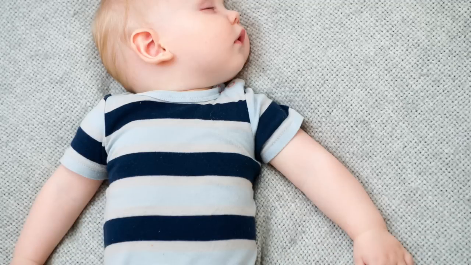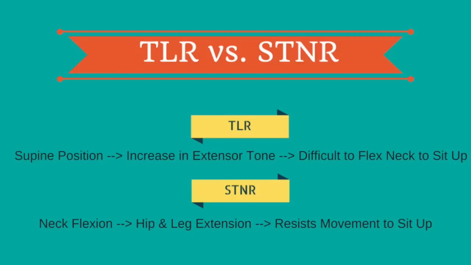So that's for STNR. But if you don't remember the tonic labyrinthine reflex and can't really conceptualize or articulate in your own words the differences between these two reflexes and the different mechanism by which they may lead to the same functional impairment, which in this case is getting up to sitting from supine, then I really want to encourage you to pause the video here and really think about it, because this is important to understand that though the functional impairment may look the same, the mechanism by which they occur is different for STNR and TLR, and I really want you guys to understand that, all right?